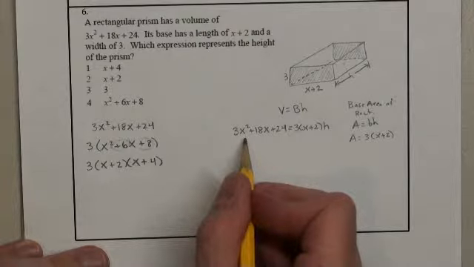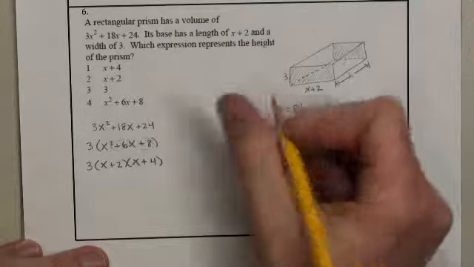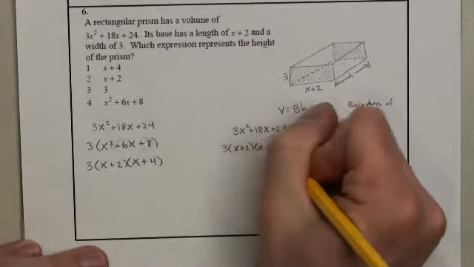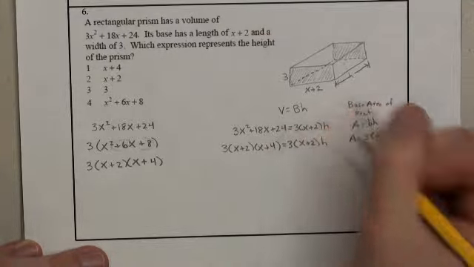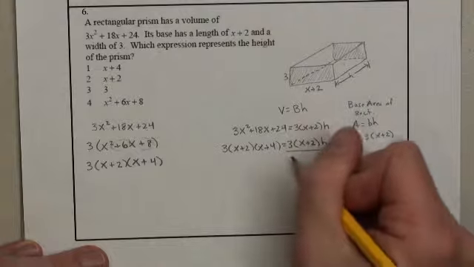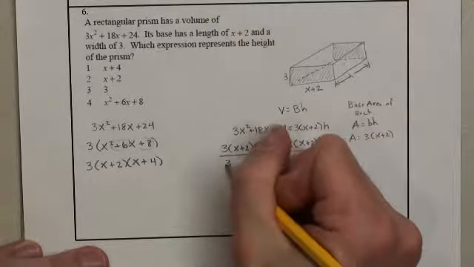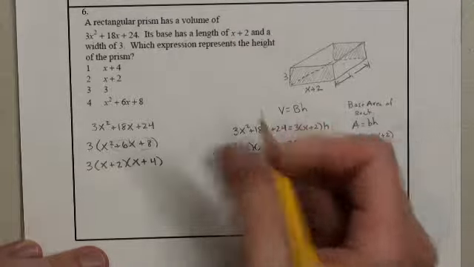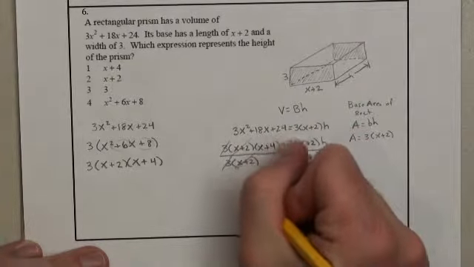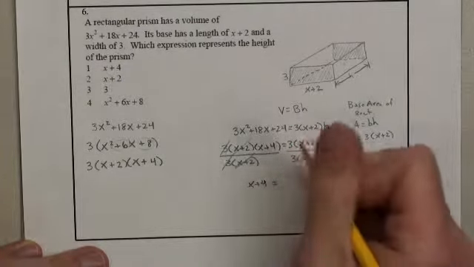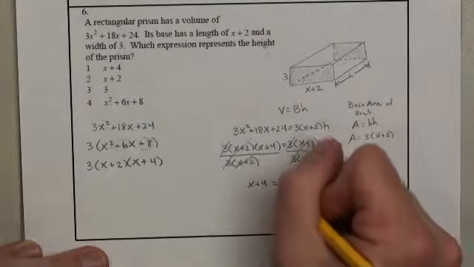So let's plug that back in over here. On the left side we have 3 times x plus 2 times x plus 4 equals 3 times x plus 2 times h. Now if we want to find h, we got to divide both sides by 3 times x plus 2. And watch what happens. 3 cancels with 3, x plus 2 cancels with x plus 2, and we're left with x plus 4 equals h.